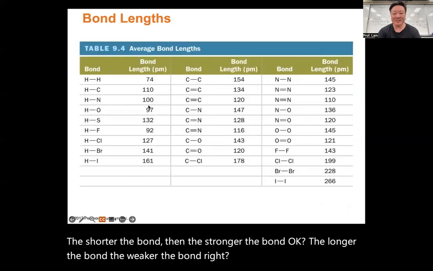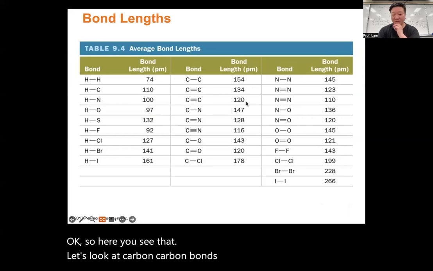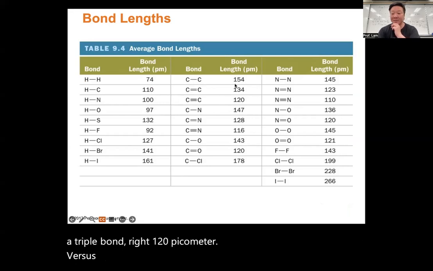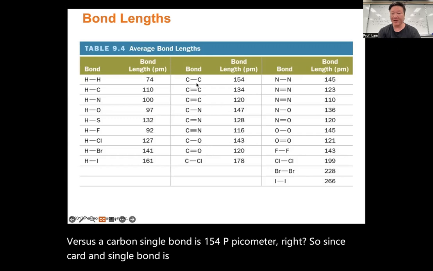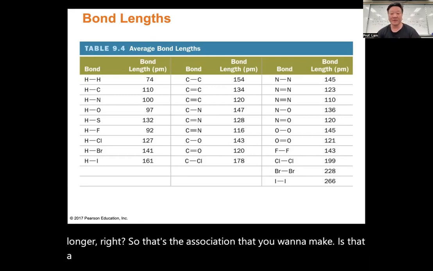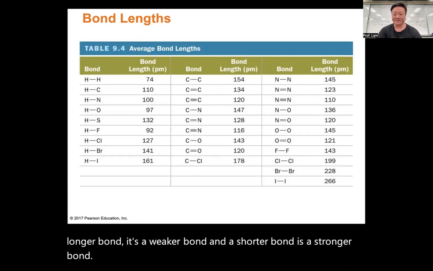So here you see that. Let's look at carbon-carbon bonds. Notice that the shortest bond is a triple bond, 120 picometer, versus a carbon single bond, which is 154 picometer. So since a carbon single bond is less strong than a triple bond, it's also longer. That's the association that you want to make: a longer bond is a weaker bond, and a shorter bond is a stronger bond.